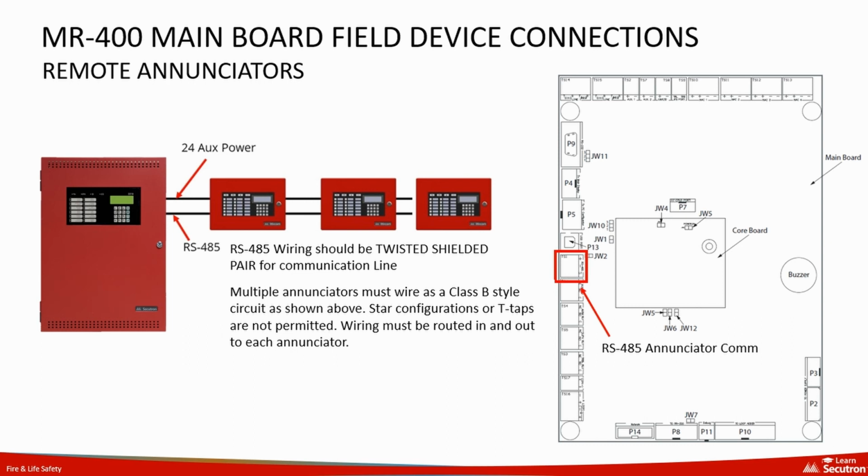Each annunciator must be daisy-chained, with wiring entering and exiting each annunciator to the next, avoiding any star configurations or T-taps, which are not supported. 24-volt DC aux power is necessary to power the annunciators.